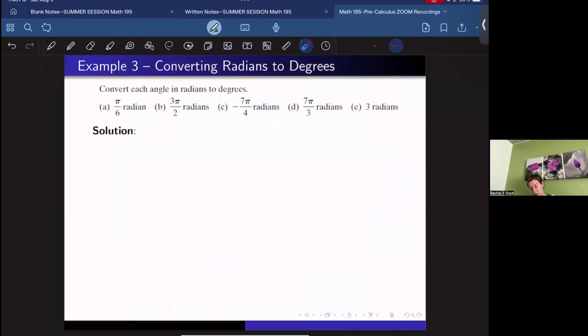And now let's jump into example 3, and we're just going to practice converting from radians to degrees. I think what I'll do is I'll do it just one by one. Pi over 6 radians, right? Degrees, we want to get rid of the pi, so divide by pi, multiply by 180. 180 divided by 6, because the pi's cancel out, just gives us 30 degrees. And we're done.